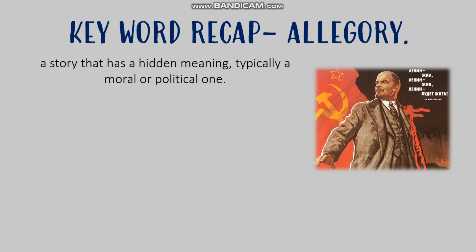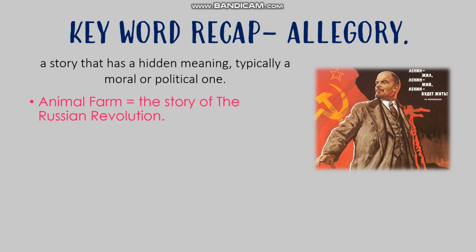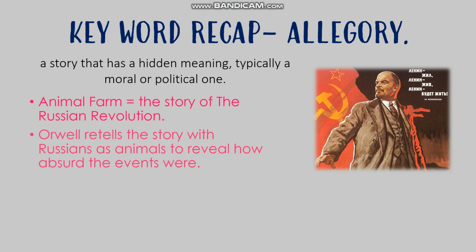So, before we go any further, I think it's important that we do a recap of the key words. And the key word today is one that I'd expect those of you looking for higher marks to use in your GCSE English literature for Animal Farm. And that is allegory, a story with a hidden meaning. And this certainly applies to Animal Farm because George Orwell wrote it as a retelling of the story of the Russian Revolution. And what he essentially decided to do was retell the story with Russians as animals to show how ridiculous and absurd some of the events were during the revolution.